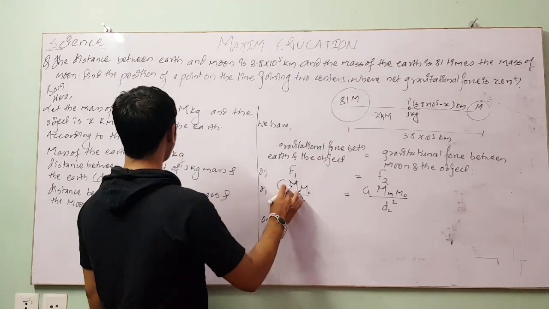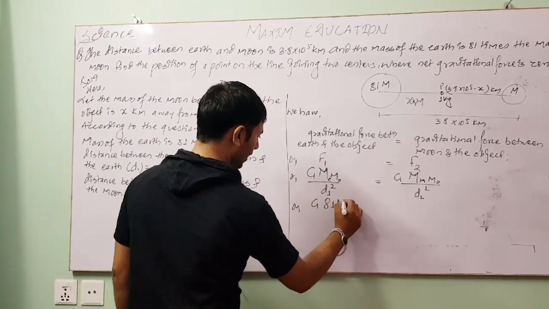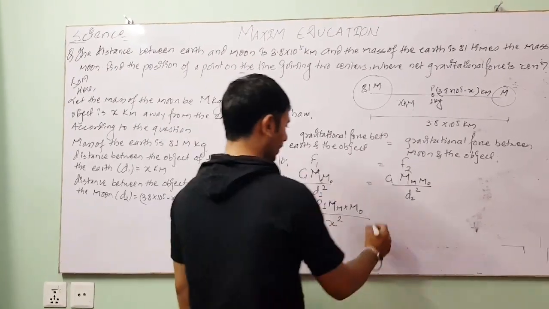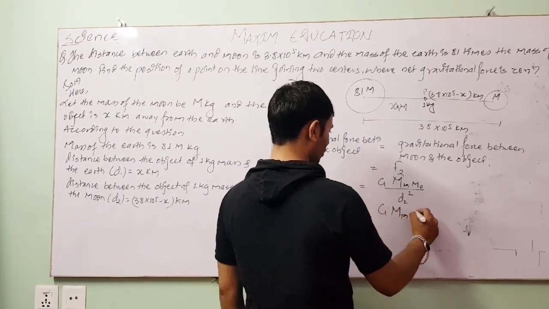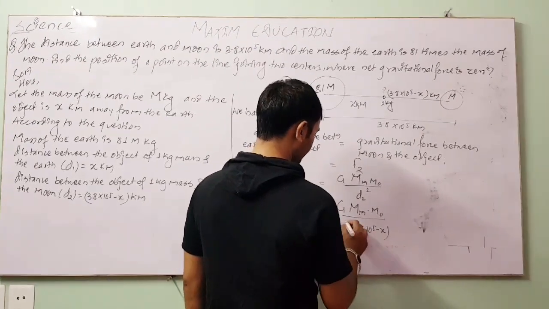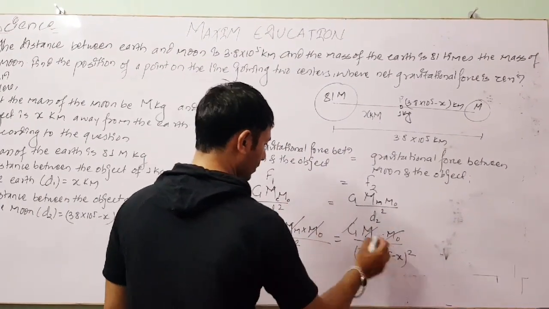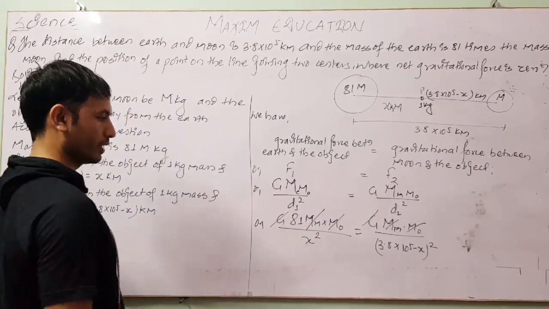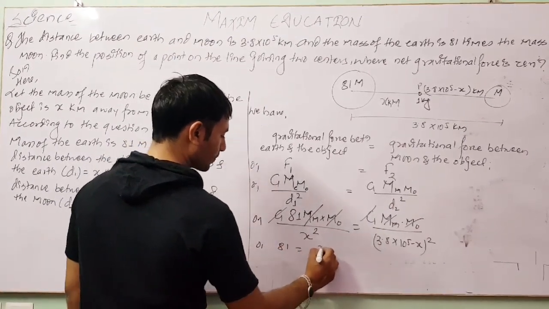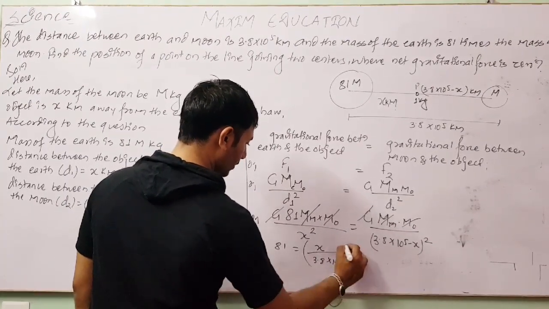G, mass of the earth is 81 times the mass of the moon. Then we can write 81 times the mass of the moon into mass of the object upon x square equals G, mass of the moon into mass of the object divided by 3.8 into 10 to the power 5 minus x, whole square. Now we can cancel this G. We can cancel the mass of the moon. We can cancel the mass of the object. It is 1 kg that we have written here. Let's bring this x squared that side. Then it will be 81 equals x upon 3.8 into 10 to the power 5 minus x, whole square.